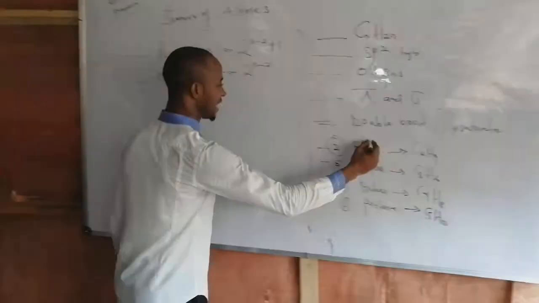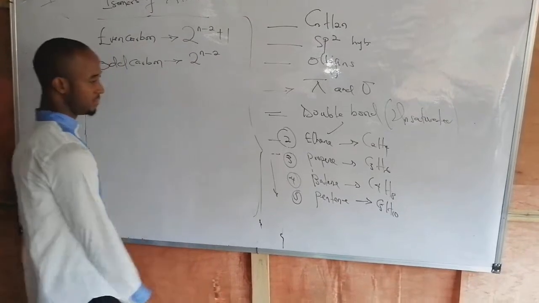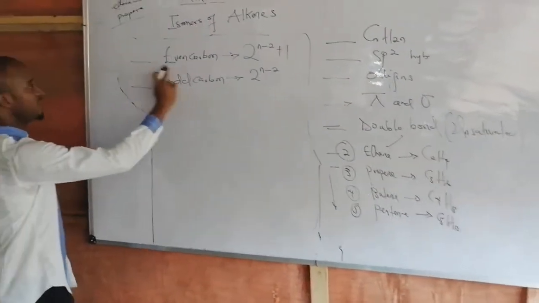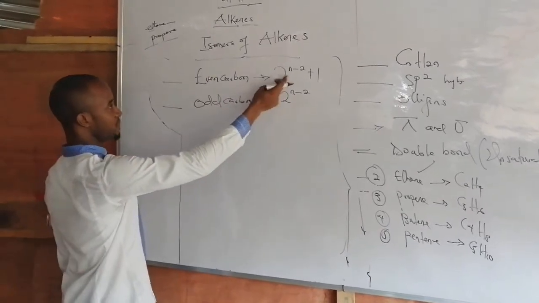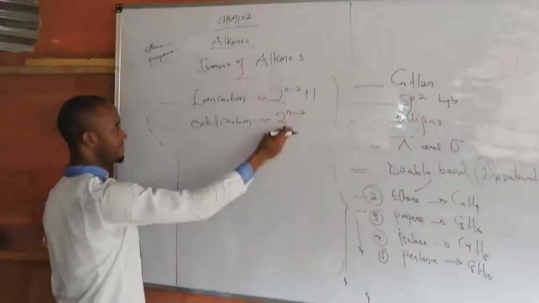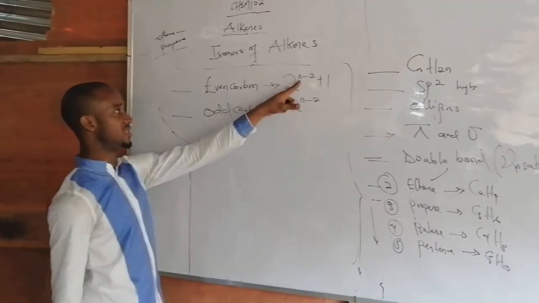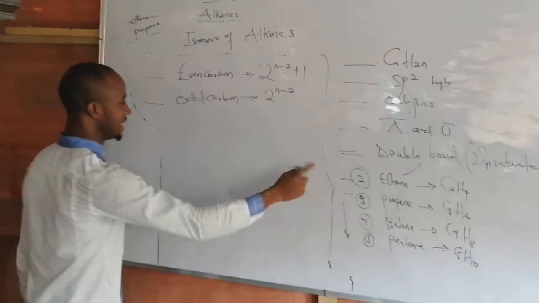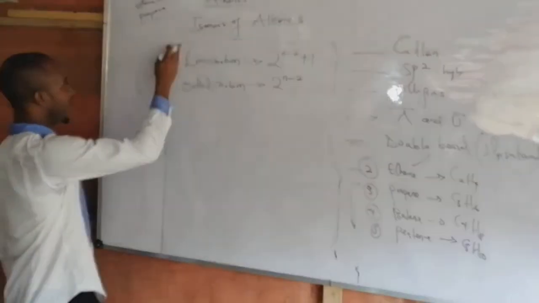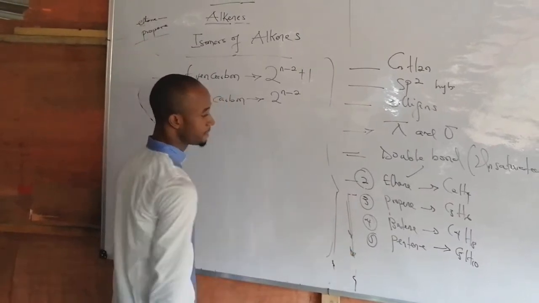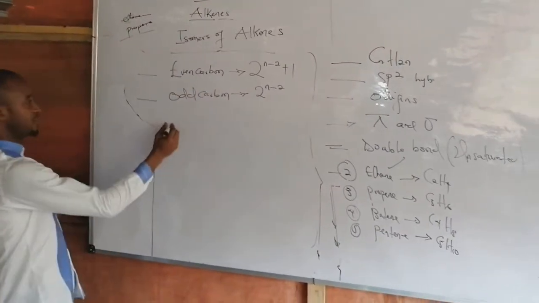Knowing that ethene has one isomer, the formula to find the isomers of alkenes is, for even carbon, 2 raised to the power n minus 2, plus 1. For odd carbon, it is 2 raised to the power n minus 2, where n is the number of carbon atoms. This formula is only valid from propene downward.